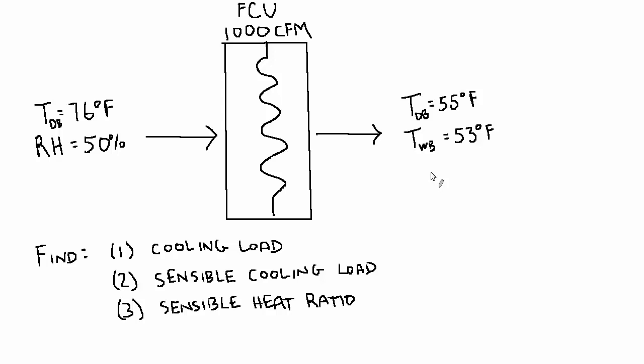So let's start with the cooling load. Now we don't know right off the bat if there's any latent cooling happening. It could be purely sensible for all we know. But we do have the exact conditions of the entering air, let's call that state 1, and the exact conditions of the leaving air, that's state 2. We know two things about each state, so that's enough to fully define it. So let's see what that process line looks like on the psychrometric chart.